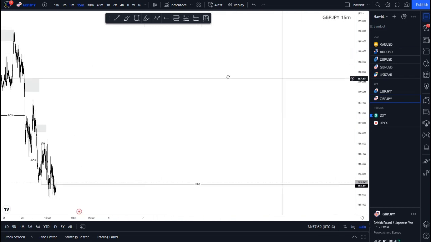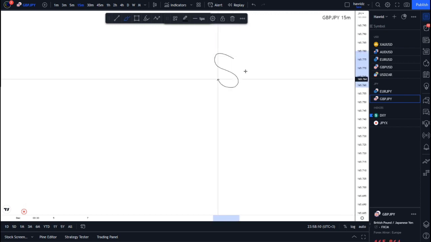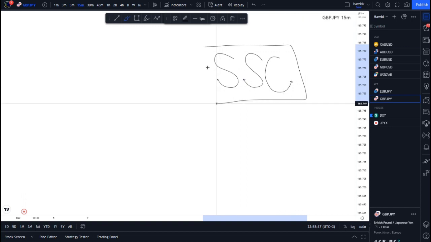Based on what we do as MMC footprint traders, the whole context of the strategy is based upon three major things, which I always speak about over and over again: structure, S&D, and confirmation. So these are the whole root of the MMC footprint strategy: the structure, S&D, and confirmation.